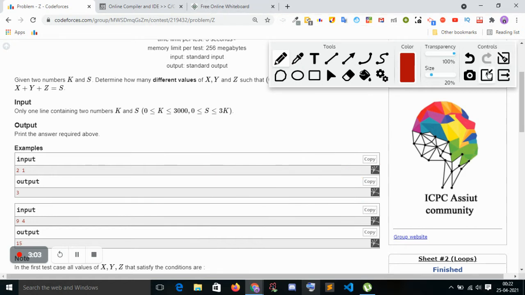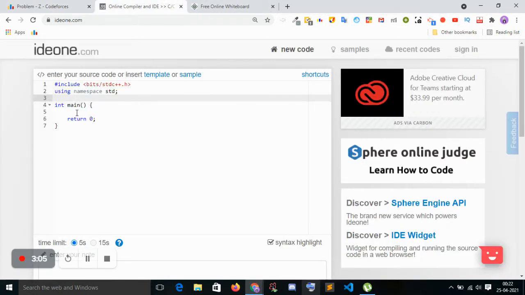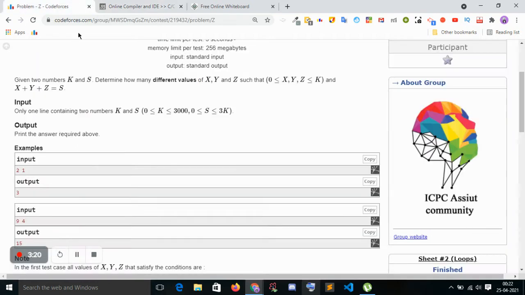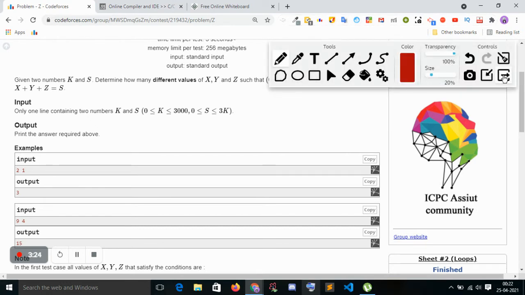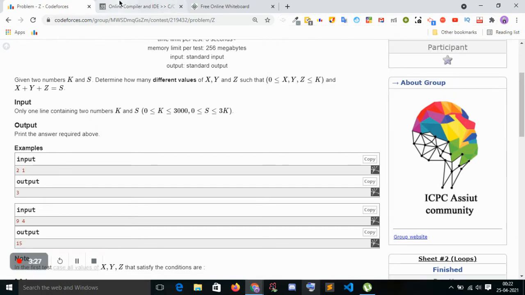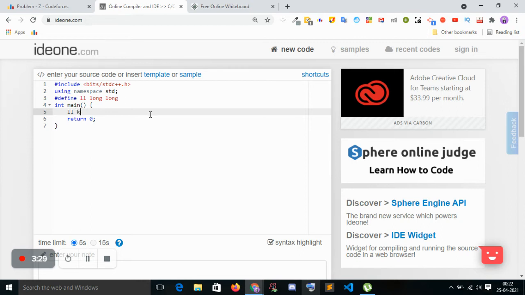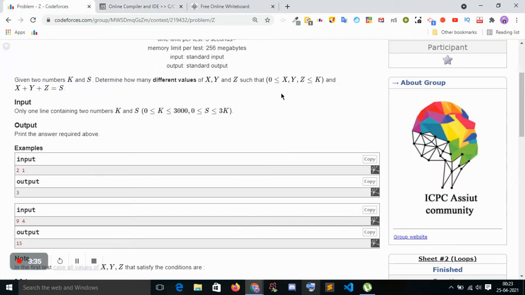Okay, so first I will define a macro, it's very easy to write long long. So I'll take long long. The input is k and s, so it should be k comma s. The limit of x, y, z should be equal to k, 0 to k, both inclusive.